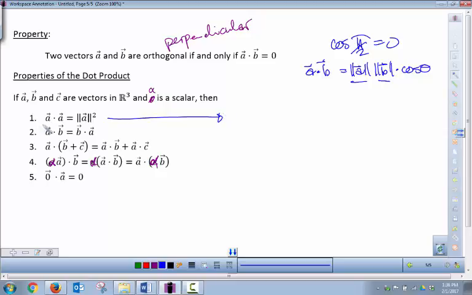So if we take a look at A dot A, for example, we can assume that vector A is equal to, let's go to 3D for this as an example, A1, comma, A2, comma, A3. And so let's actually perform the dot product. A dot A is equal to A1 times A1 plus A2 times A2 plus A3 times A3.